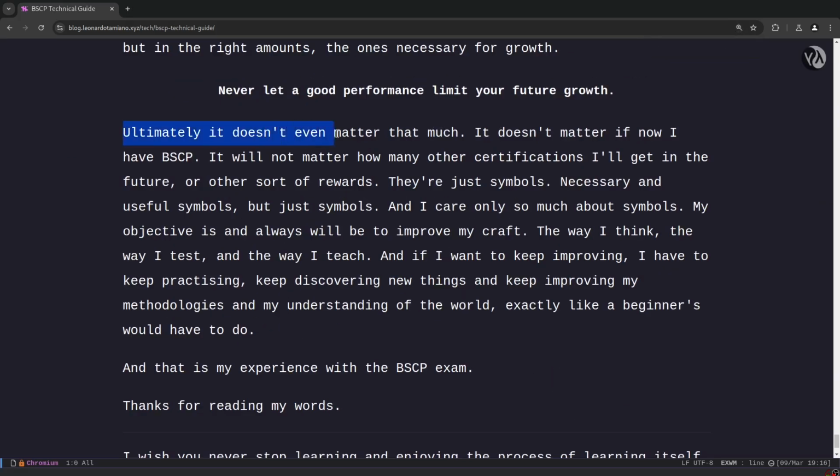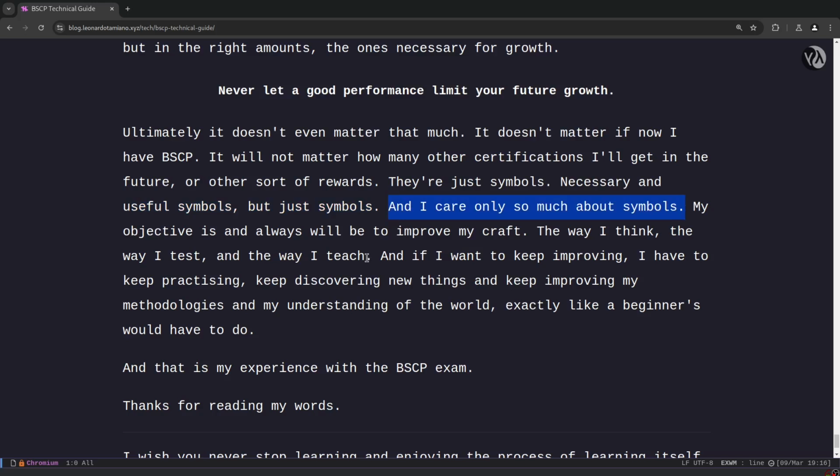Now, ultimately, it doesn't matter that much. It doesn't matter if now I have this certification, because after all, they are just symbols. Seriously, they're just symbols. They can be useful. They can allow you to get easier jobs and things of the sort. They can be useful signals. But at the end of the day, I only care so much about symbols.